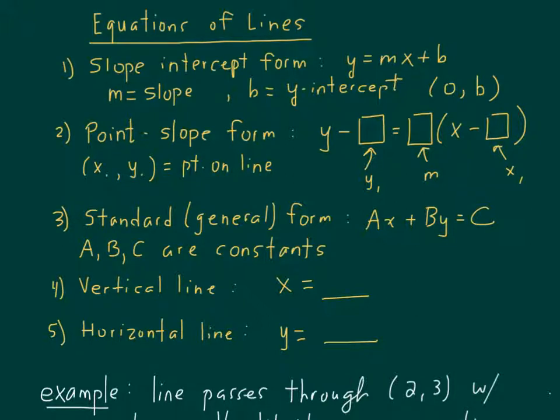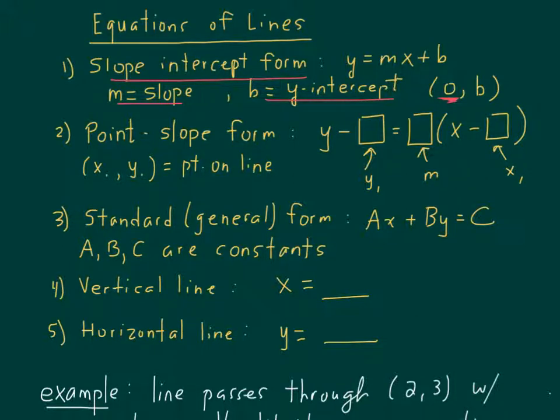The first form is what we call slope-intercept form. This is of the form y equals mx plus b. You're most familiar with this form. Of course, m is our slope and b is the y-intercept. The y-intercept occurs when x is 0.